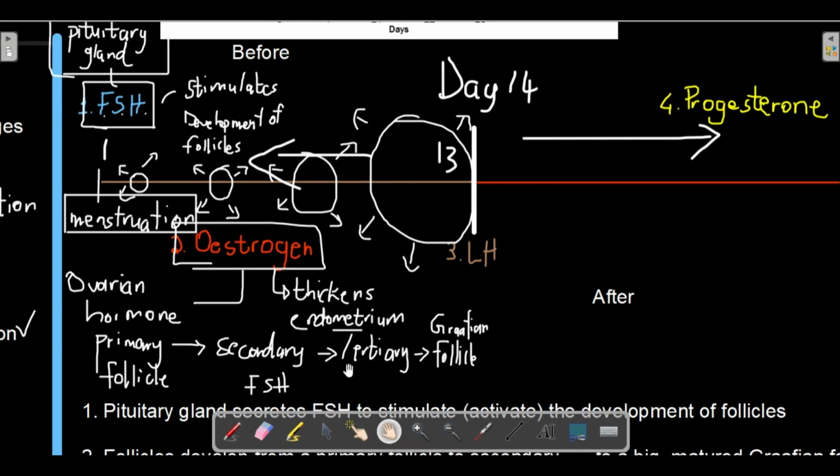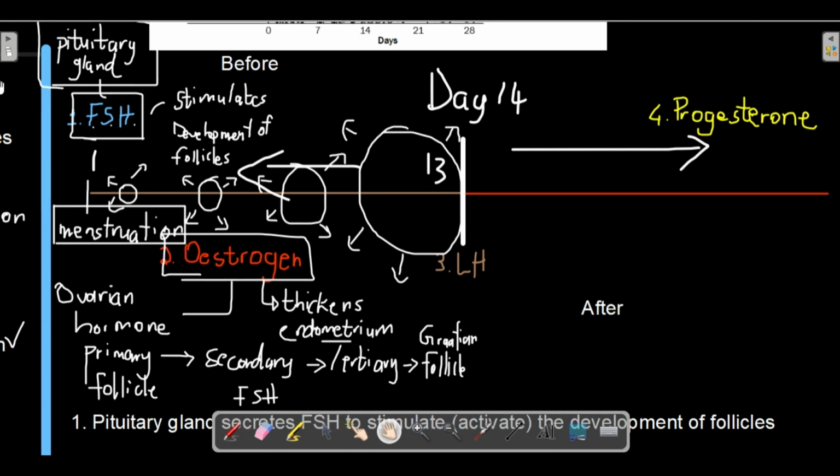So I hope that you are with me on this one. Again, as these follicles are growing, the estrogen is secreted by these follicles, and this estrogen does the job of thickening the endometrium in preparation for a later event if fertilization does occur, which is called the implantation. Now, this is all that occurs before day 14. Okay, so you have to know all of these.